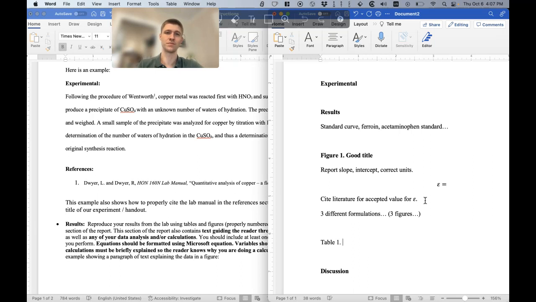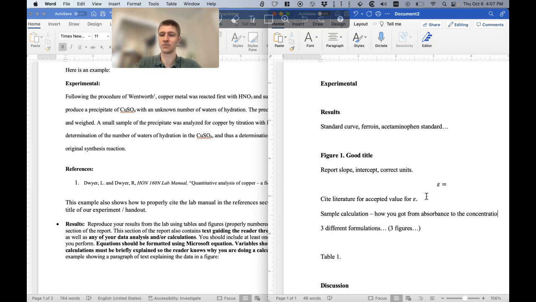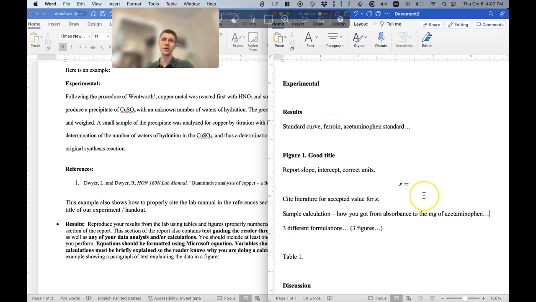So talk through, here are the results, and then using the data from those figures and using figure 1, you're also going to have your sample calculation of how you got from absorbance to the concentration, or to the milligrams of acetaminophen. We took a long time to walk through that calculation. There are a lot of steps there, but walk through that, explain what went on in that sample calculation. That's the main sample calculation here, the biggest one.